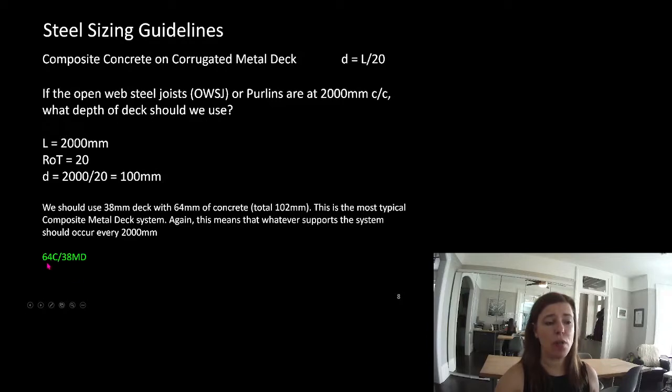All right, so 64 concrete on 38 metal deck. So the C is concrete and D is metal deck. That's kind of a great shorthand to talk about this. And if you add those up, we've got a depth of 102 millimeters.